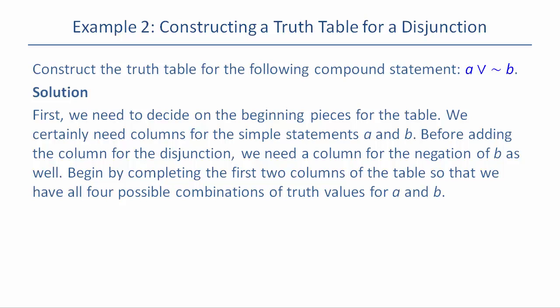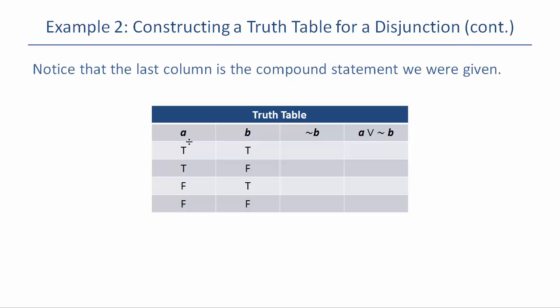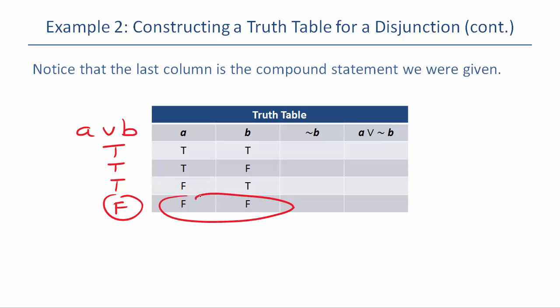How about constructing a truth table for a disjunction where we have A or not B? Well, that's no different than doing A or B. It really isn't. The only difference is you now have to figure out what not B is. So when we do a normal A or B, and I'll do it over here on the left, we do A or B. We go true, true, true, false. This is the only time that's false because both pieces are false.